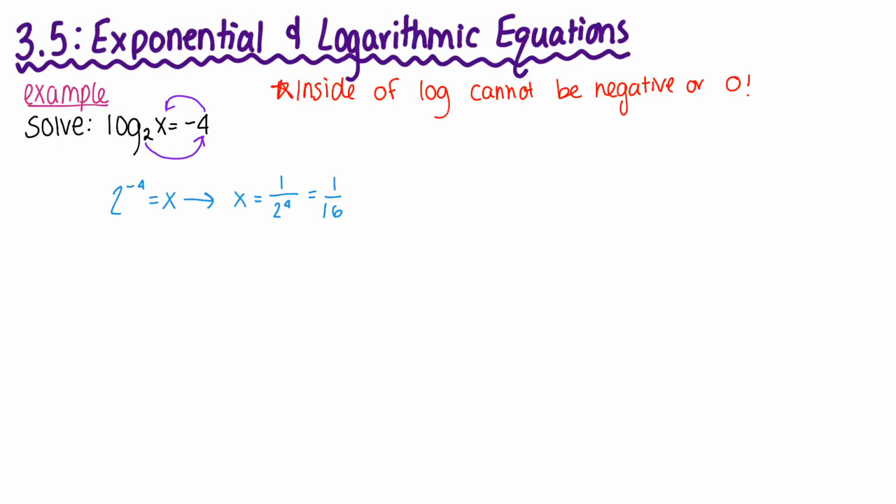But before we can say that 1 over 16 is an answer, we need to double check back up in here and make sure it doesn't make the inside negative. So the inside is just x this time, and 1 over 16 is a positive number. So if we plug that in, we would have a positive on the inside. So that answer will work. This one just needed to be positive. That's the only thing our answer there needed.